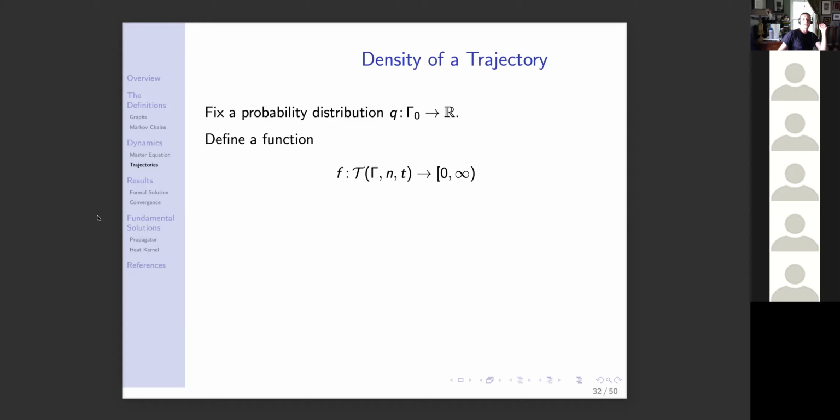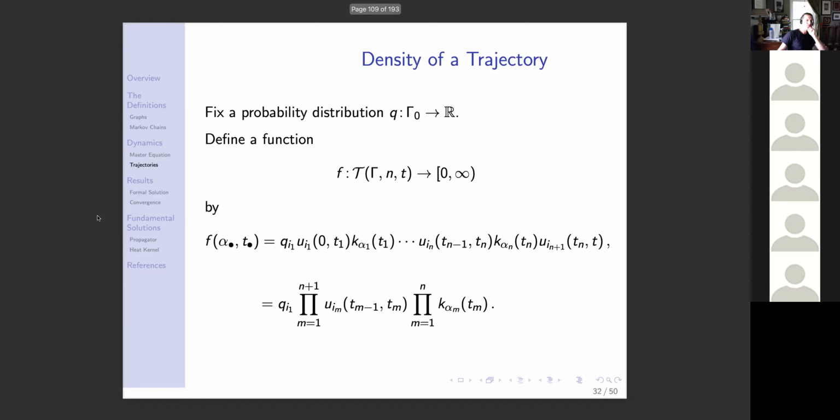Okay, so now let's define a function from the set of trajectories of length n and duration t to the non-negative real numbers. Its value at a trajectory is this: you take the initial vertex of the trajectory, the starting point, evaluate the initial probability distribution Q on it, that's Q sub I sub one, multiply by the escape rate at I sub one on the time interval from 0 to t1, then multiply by the first edge of your trajectory at the time t1, then multiply by the escape rate at i2. You're going to keep alternating, multiplying by escape rates, then edge rates, until you get to the end.